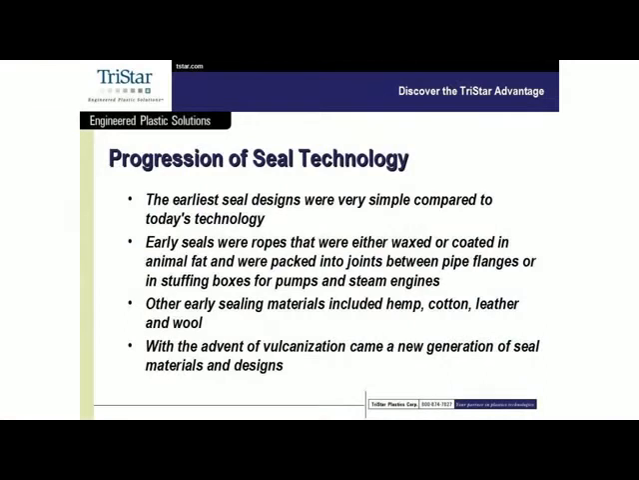Looking back at seal technology, where it's come from, if you go way back to the earliest forms of seals, literally before the Industrial Revolution, the seals were very simple in design. A lot of these were just ropes. They got pretty smart along the way, and they would coat them either in wax from candles or, in some cases, in animal lard, basically to give them a certain amount of lubricity and also something to keep that rope from drying out over time. Some of the seal materials that were used early on were hemp, cotton, leather, wool, and believe it or not, some of these materials are still used.